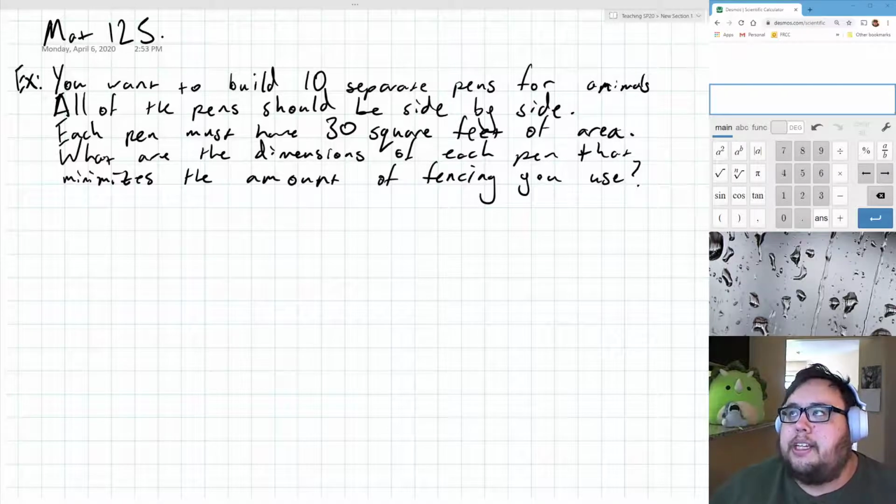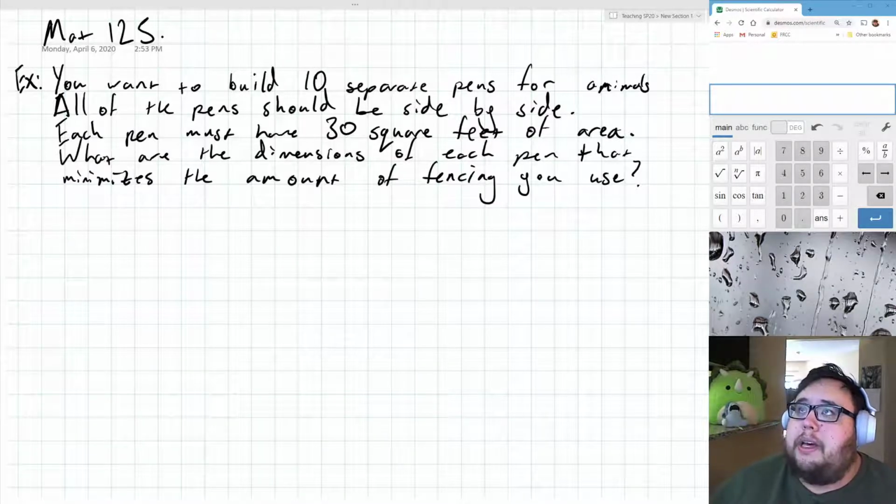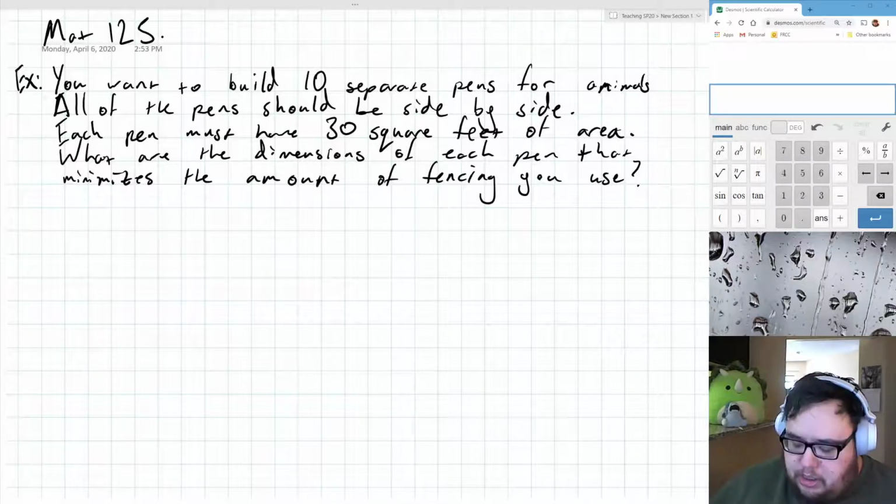Suppose you want to build 10 separate pens for animals. All of the pens should be side by side. Each pen should have 30 square feet of area. What are the dimensions of each pen that minimizes the amount of fencing you use?